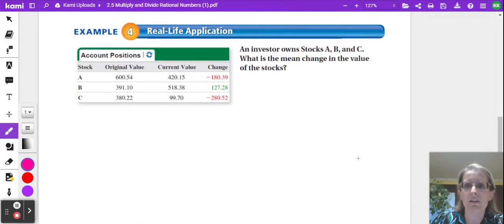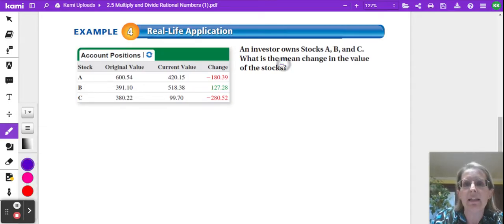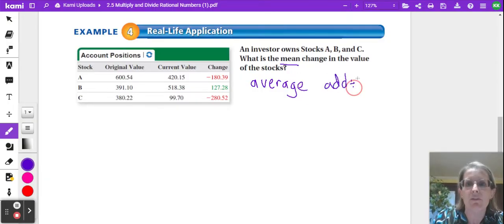And now we're going to do a real life application. An investor owns stocks A, B, and C. What is the mean change in the value of the stocks? So if you don't remember from 6th grade, mean is the same thing as average, which is where you take the sum, so you add them all up, and then you divide by how many there are.